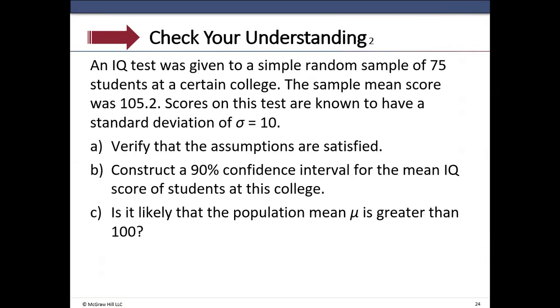Okay, verify that the sample assumptions are satisfied. Now the sample size 75 is much greater than 30. So we can assume the sample came from a normal distribution. The population is normally distributed or bell-shaped. Hence the assumptions are satisfied. And the main reason is that the sample size is much greater than 30. Okay, construct a 90% confidence interval.